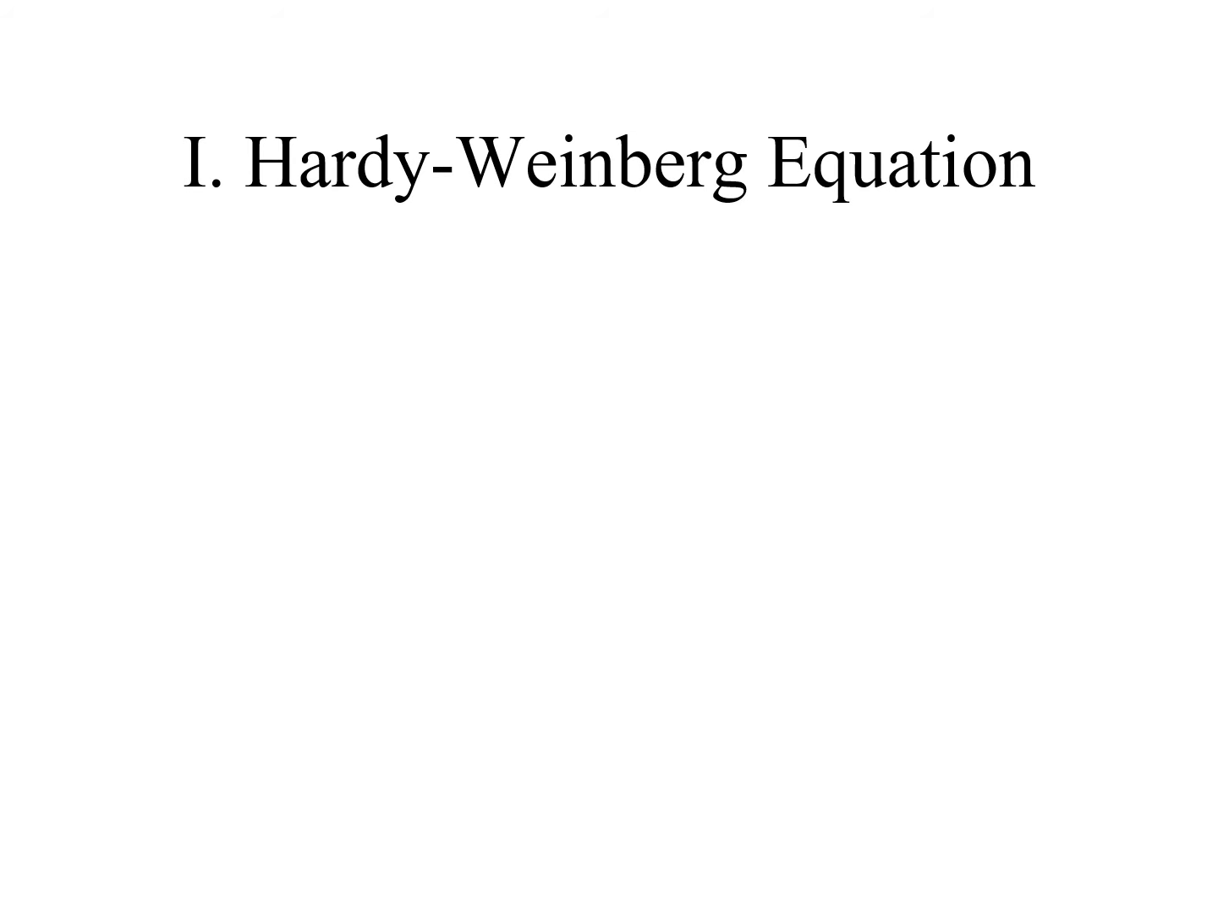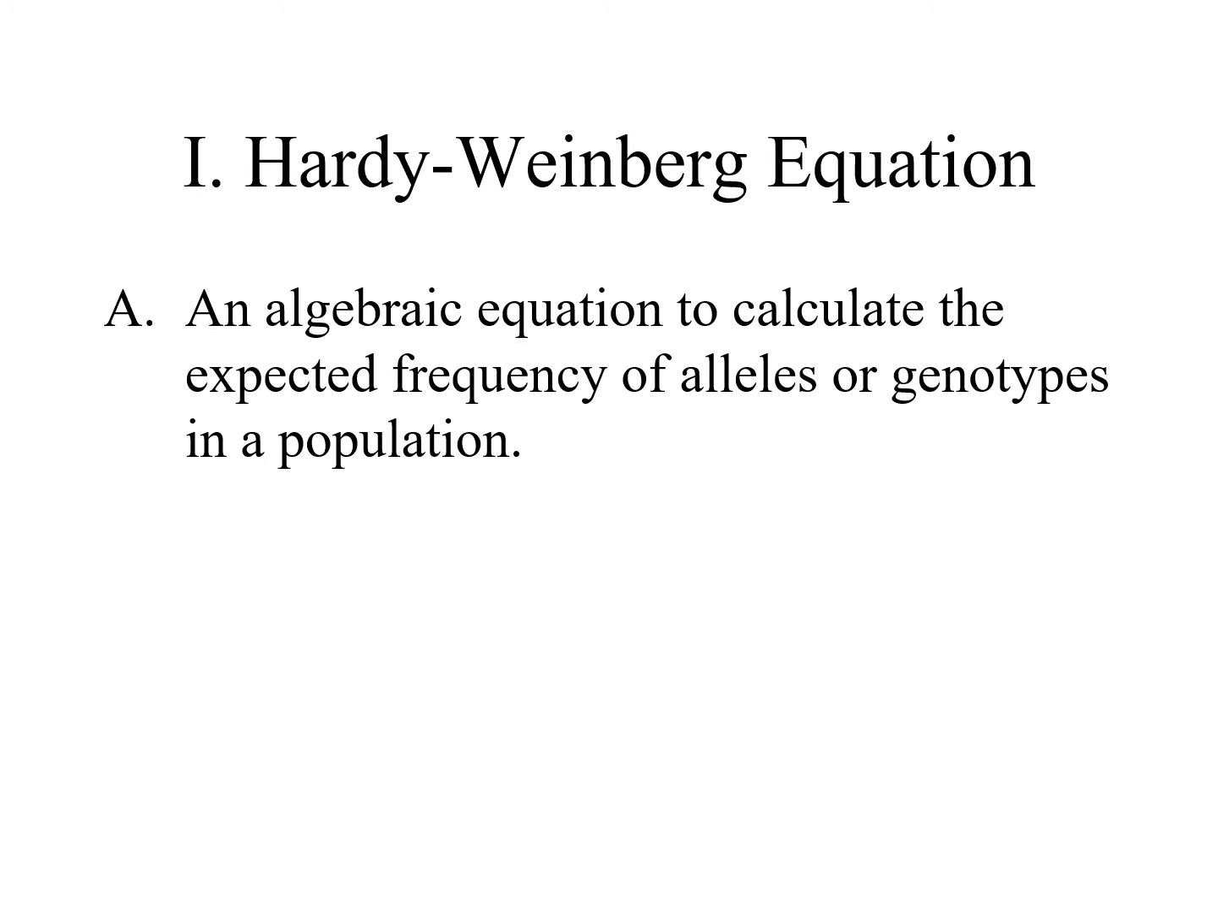We have some simple mathematical equations we can use when working with population genetics, and one of them is called the Hardy-Weinberg equation. And you might have learned a bit about this at the tail end of Biology 101. So the Hardy-Weinberg equation is, again, a simple algebraic equation that we can use to calculate the expected frequency of alleles or genotypes in a population.